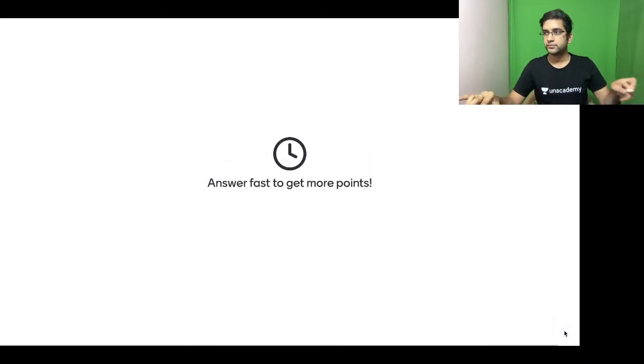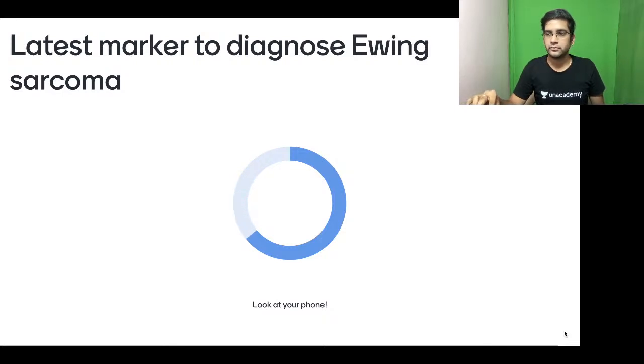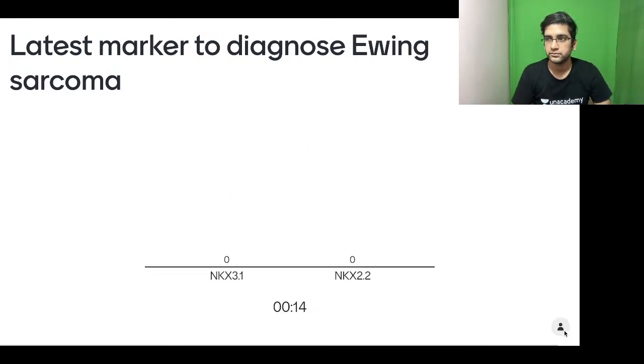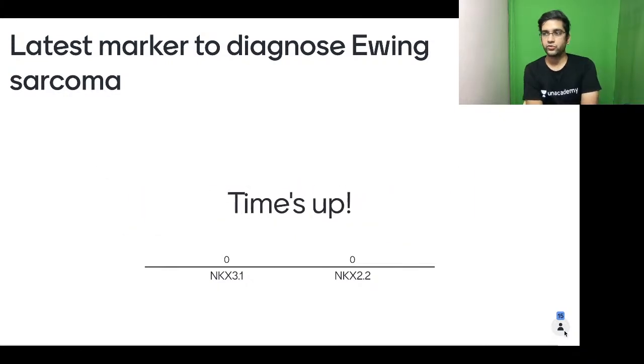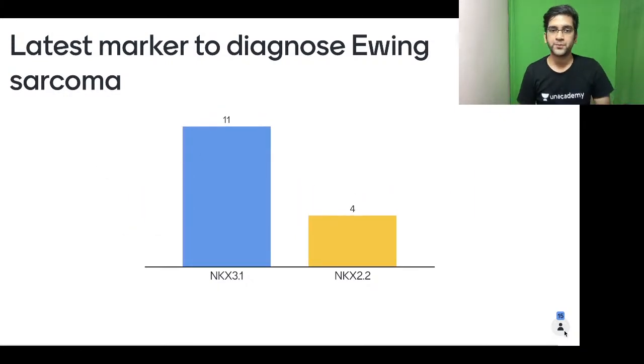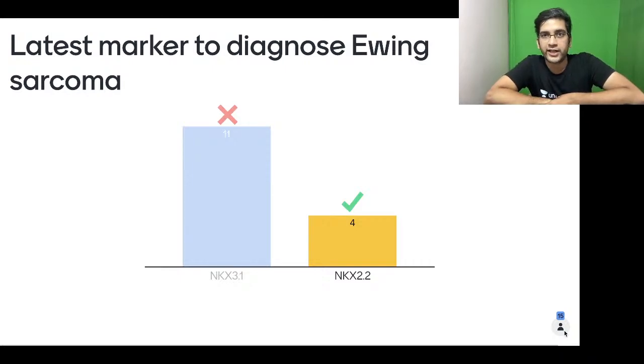Let's go. Okay, this is live for students who have participated in the first round of quiz and qualified for the second round, fine. Okay, the marker to diagnose Ewing sarcoma, NKX2.2. NKX3.1 is a marker which is useful for prostatic cancer and not Ewing sarcoma, right? NKX2.2 is the marker which is currently used for the diagnosis of Ewing sarcoma. Ewing has got an amazing history of IHC markers, starting from CD99, FLI1, and now we have stopped with NKX2.2, fine. Okay, the last question.